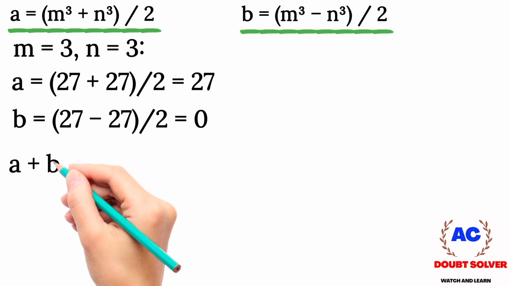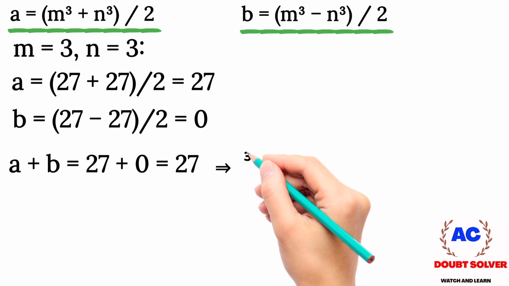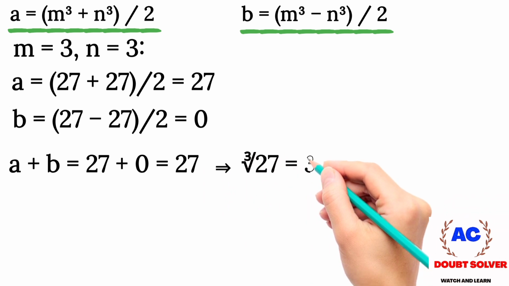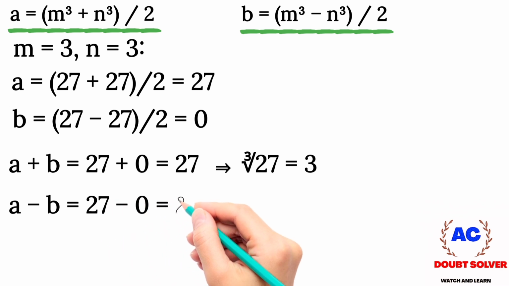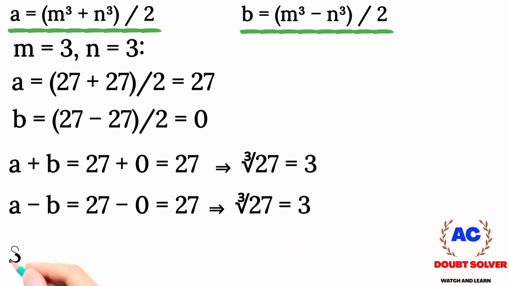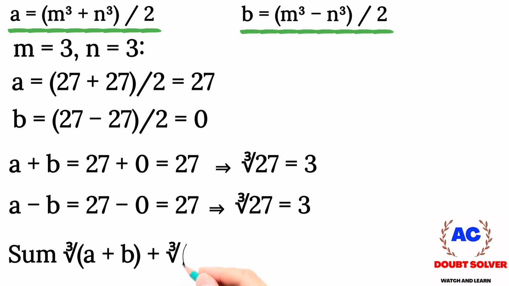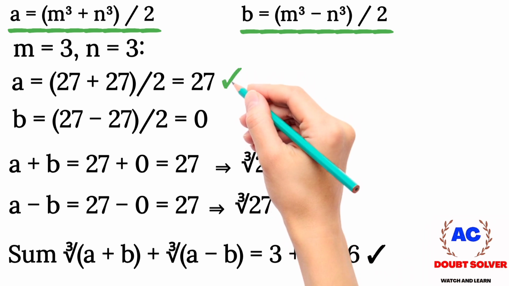Now take a plus b, 27 plus 0 is 27. Now take cube root of a plus b, so it is cube root of 27 is 3. Next a minus b, it is 27 minus 0, which is 27. So cube root of a minus b means cube root of 27, which is 3. Now sum it. Cube root of a plus b plus cube root of a minus b, so we have 3 plus 3, which is 6. So for the values of m is equal to 3 and n is equal to 3, we get the value of a is 27 and b is 0.